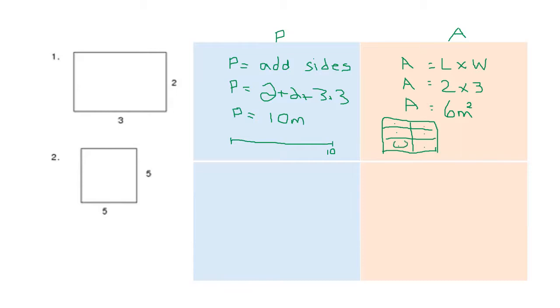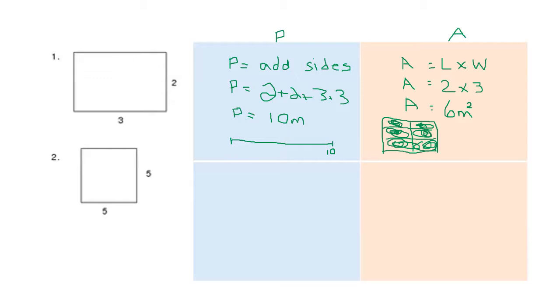So here's a meter. Here's a meter. Here's another square meter. Another square meter. 5 and 6 square meters. So area is a 2-dimensional thing. Perimeter is just linear. It's just a length.